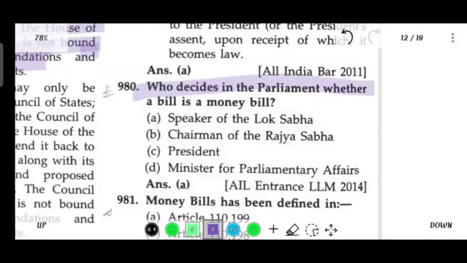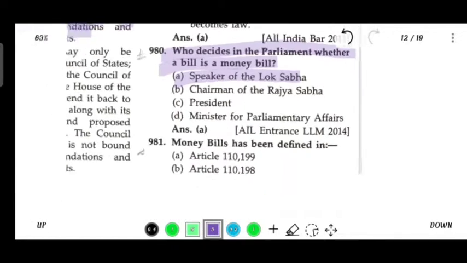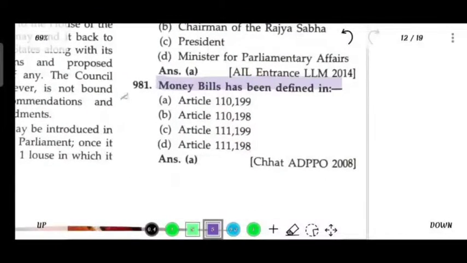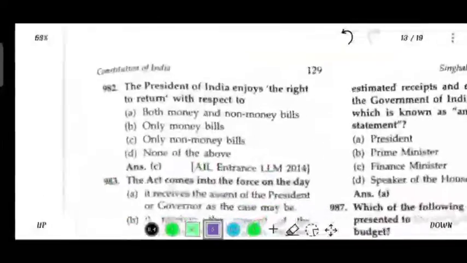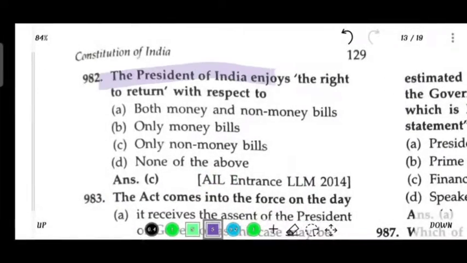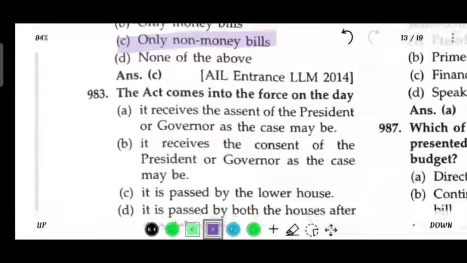Who decides in the Parliament whether a bill is a money bill or not? Speaker of the Lok Sabha. Money bill has been defined in Article 110 and 199. The President enjoys the right to return only non-money bills.